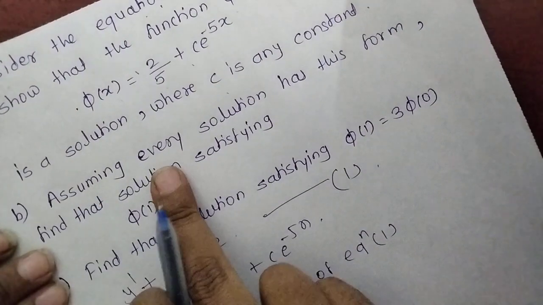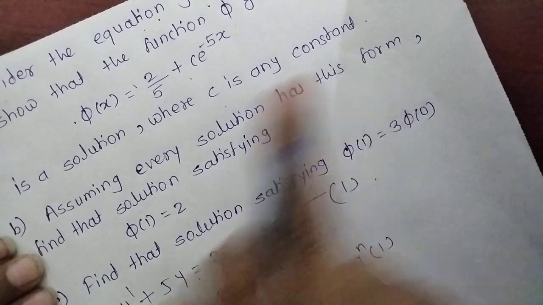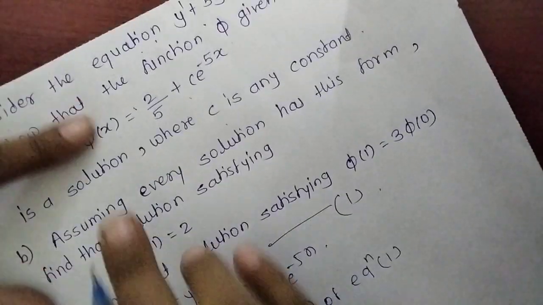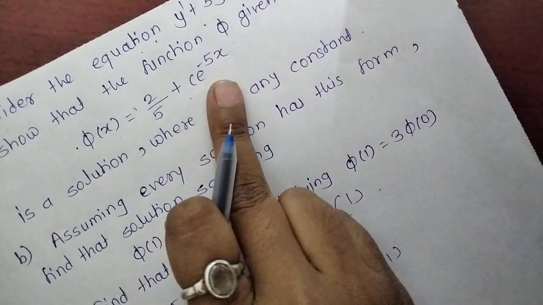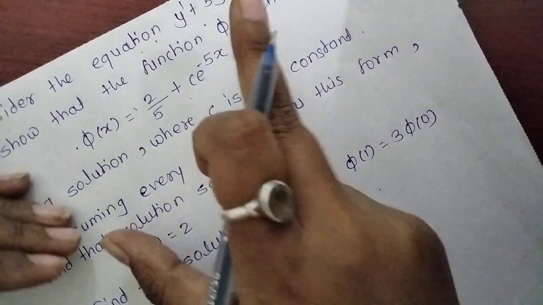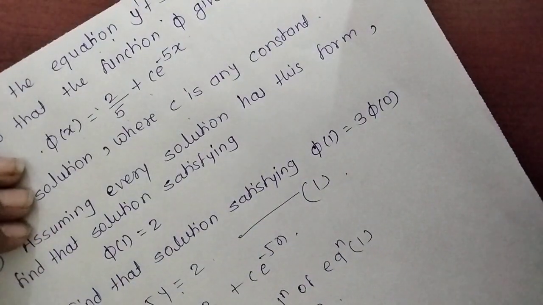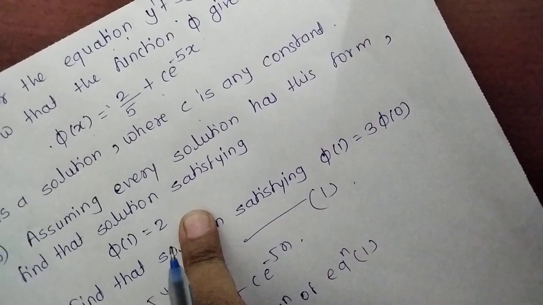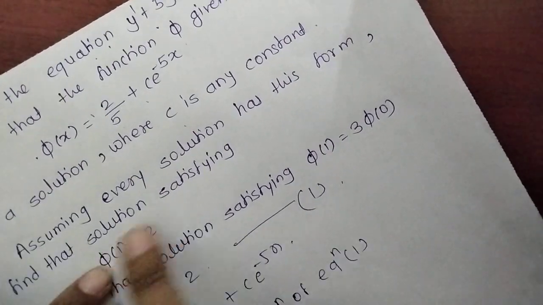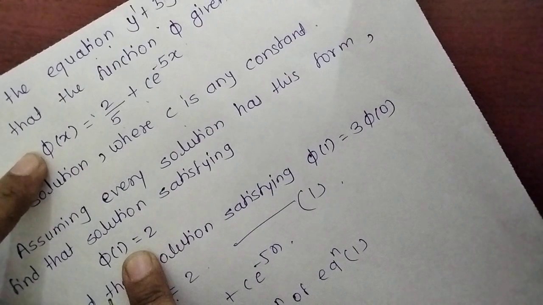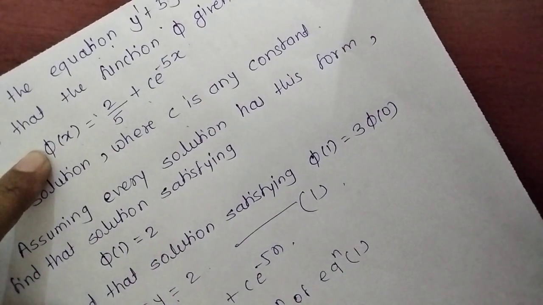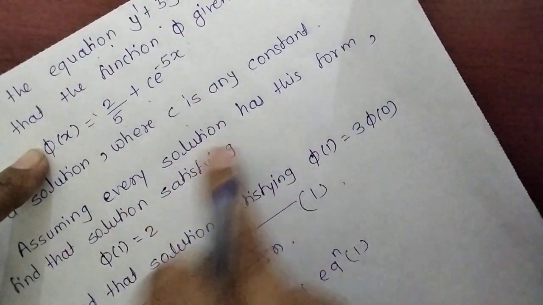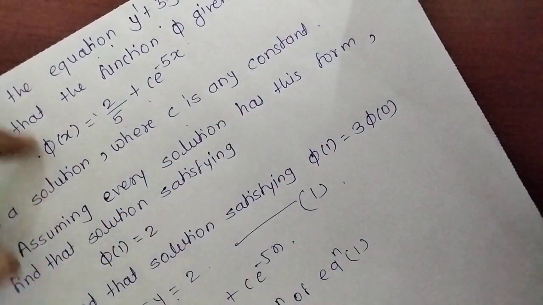Now B, assuming every solution has this form, find that solution satisfying phi of 1 is equal to 2. We have phi of x is equal to 2 upon 5 plus c into e raised to minus 5x as a solution of this differential equation. To satisfy the condition phi of 1 is equal to 2, we must put x is equal to 1 in this equation, find the value of c, and put that value of c in this equation. We get a solution which satisfies phi of 1 is equal to 2.